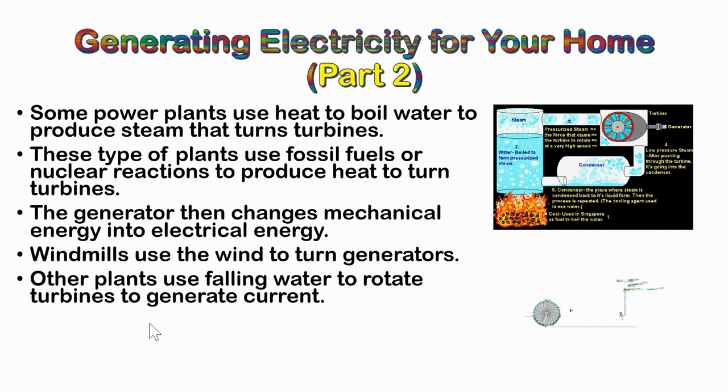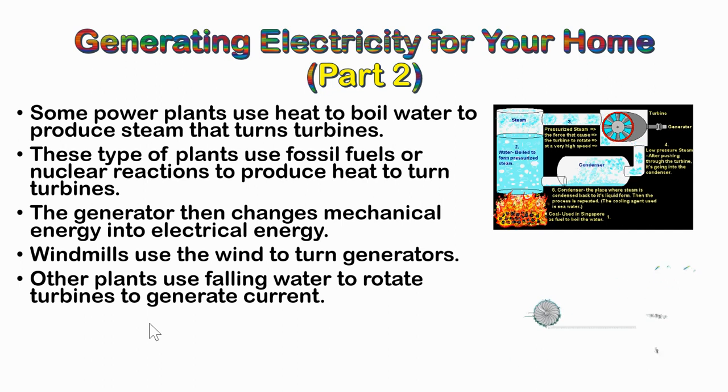Okay, so some power plants use heat to boil water to produce the steam that turns turbines. That would be coal-fired plants and nuclear power plants. So you can use fossil fuels or nuclear reactors to produce the heat to boil the water to turn the turbines. And so the generator then changes mechanical energy into electrical energy. Windmills use the wind to turn the generators. You don't have to use steam for that.